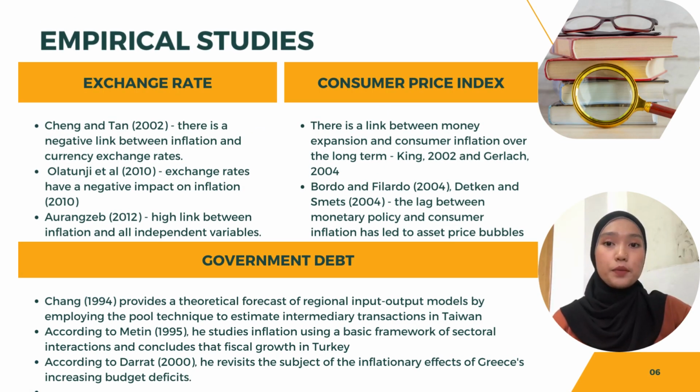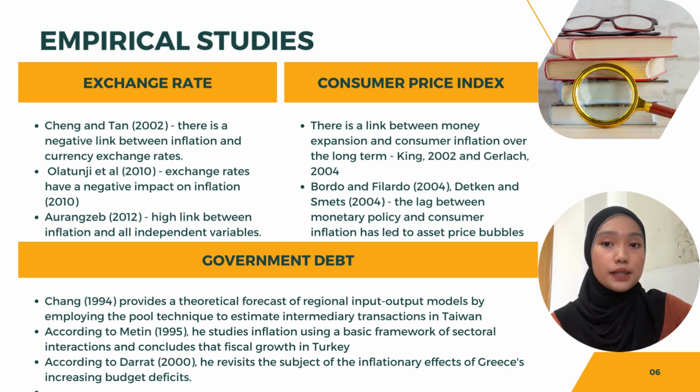Continue with the empirical studies, we discuss the variables identification. In exchange rate, Cheng and Tan 2002 determined that there is a negative link between inflation and currency exchange rates. According to Olatunji et al. 2010, exchange rates have a negative impact on inflation. Using time series data, he discovered which variables contributed the most to Nigeria's inflation. While according to the findings of Aurangzeb 2012, there is a high link between inflation and all independent variables.